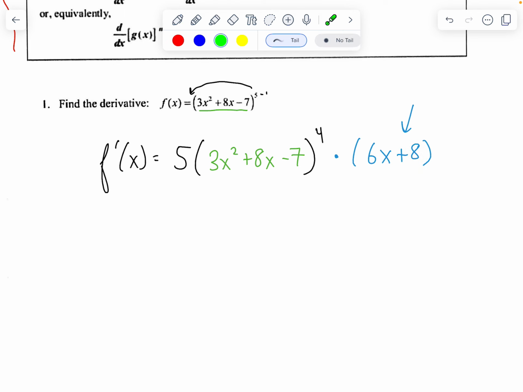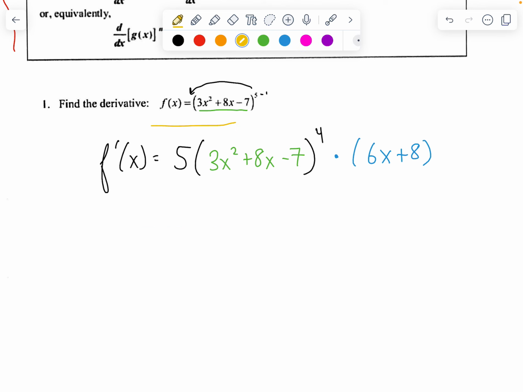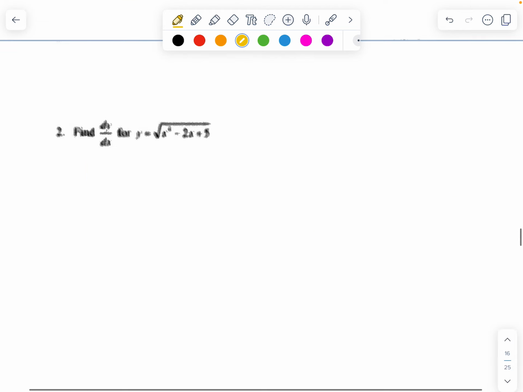That's the derivative of this part here. Multiply in front, subtract 1 from the exponent, the number goes away, okay? That's your answer using the chain rule. Boom, done, okay? Derivative of the outside times the derivative of the inside. Okay? Easy money, gorgeous, beautiful. Let's do the next page.